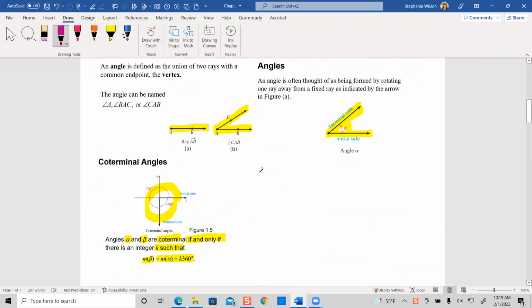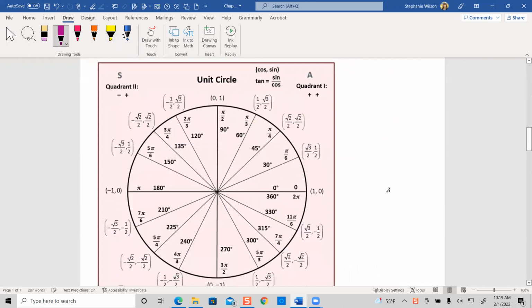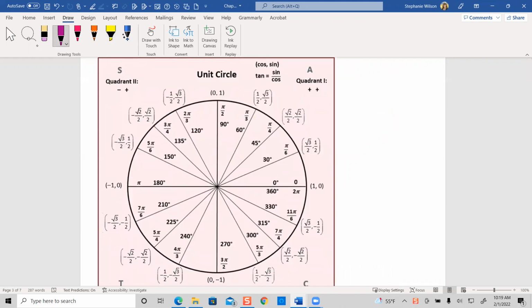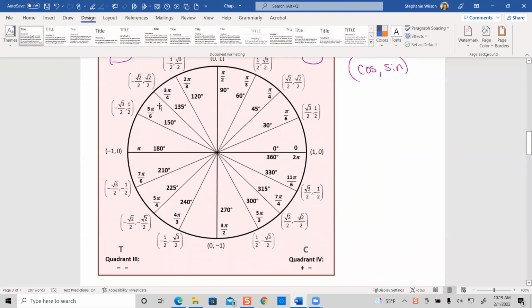Here is a picture of the unit circle. It has the ordered pairs. Whenever we talk about the Cartesian coordinate, we're talking about points on a graph, and it's always x comma y. Whenever we're talking about the unit circle, the x becomes our cosine and sine becomes my y. We still have the same rules: in quadrant 1, they're both positive. Quadrant 2, cosine is negative, sine is positive. Quadrant 3, they're both negative. Quadrant 4, cosine is positive, sine is negative.